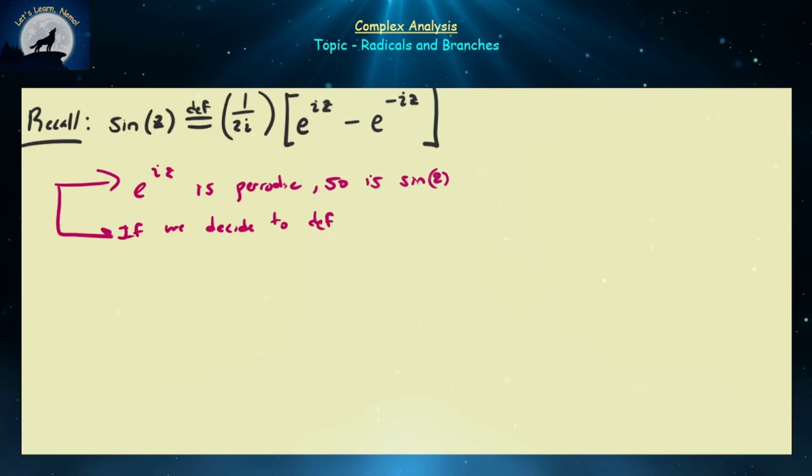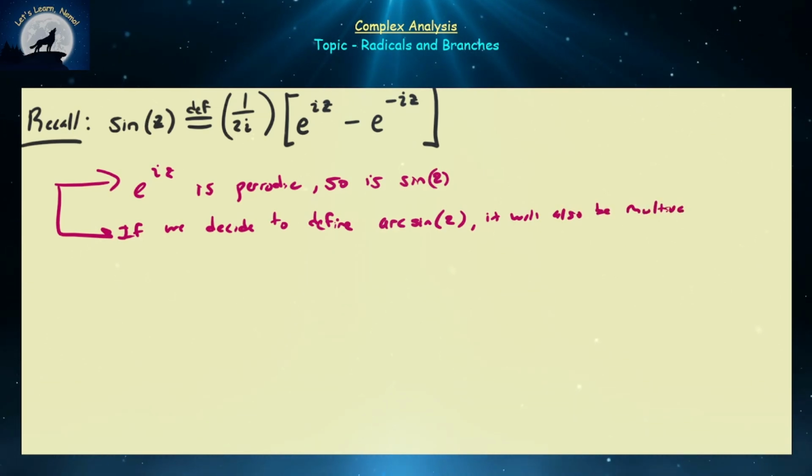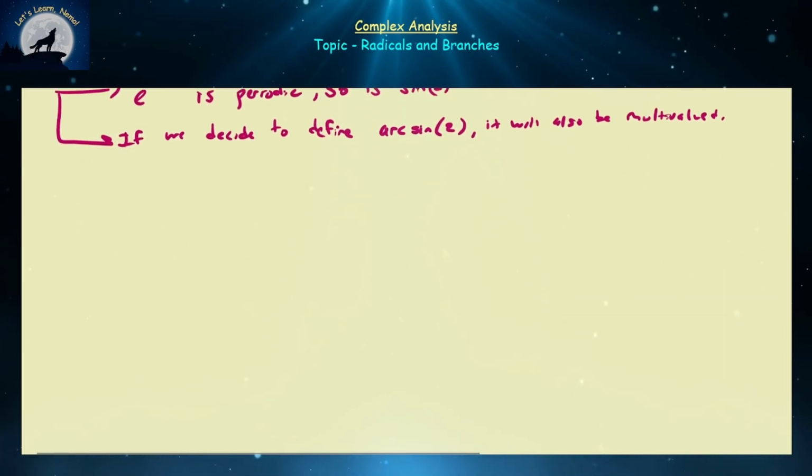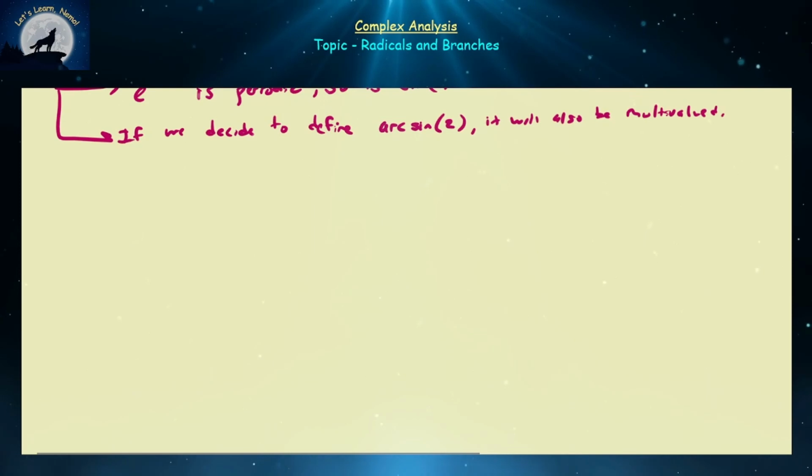So that means if we decide to define the inverse of sine of z, so in particular arc sine of z, well, when we tried to define the inverse of e to the iz, which was periodic, its inverse, the logarithm, became multivalued. That means arc sine of z will also be multivalued. So let's see if we can define the arcsine function in terms of its branches, and then define a principal branch for it so we can work with calculations. All right, so how are we going to go about this?